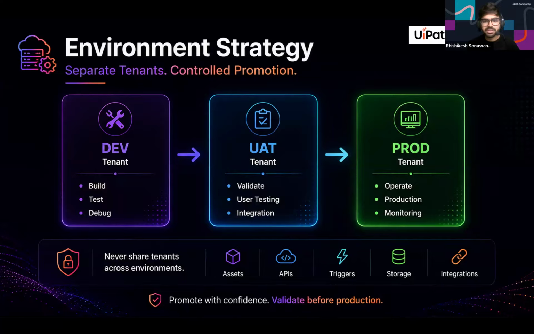Once that part is complete, we should promote it to UAT, where our business users will validate the process. They'll check the overall functionality and everything. After it is approved, only after that successful validation, we should move the solution to production, where the business operates and monitors it, right? Along with this environment strategy, we should also make sure that our assets, APIs, triggers, storage locations, and integrations are uniform everywhere, and we should validate it. The UAT part is basically that validation. If it goes well there, we are almost sure it will work well in prod.